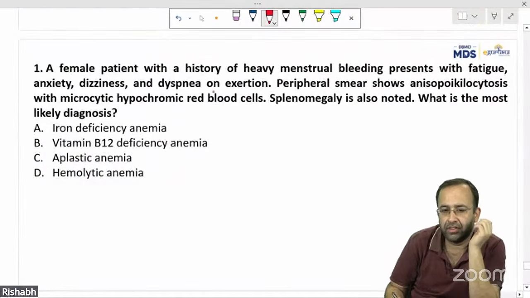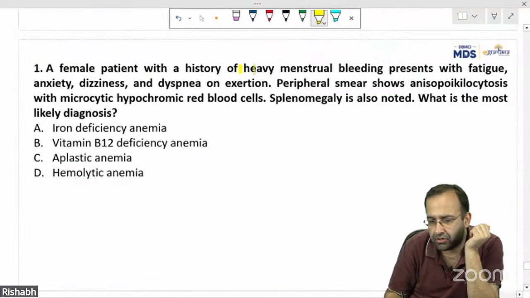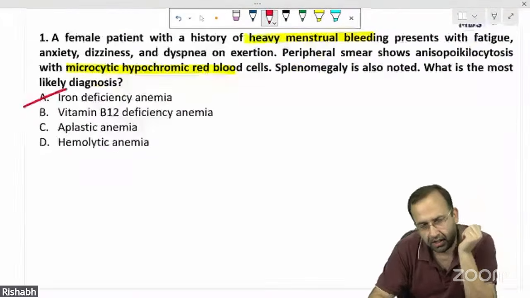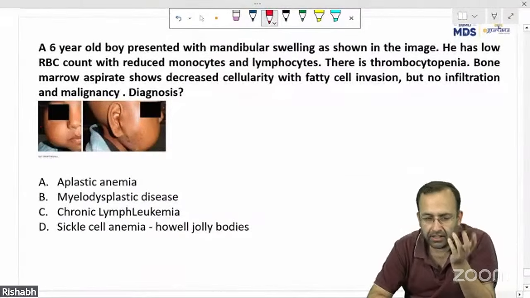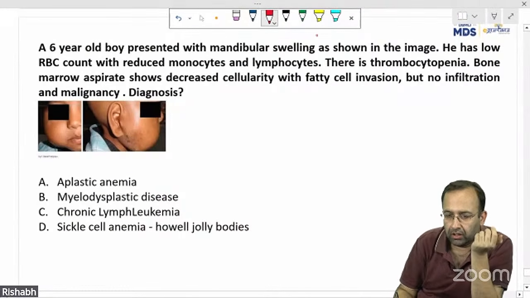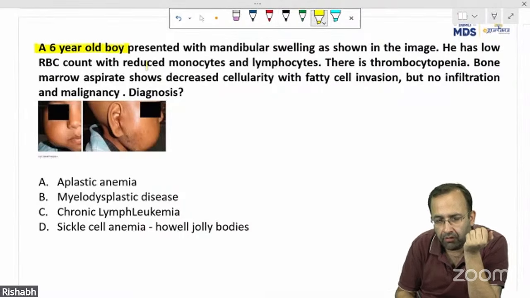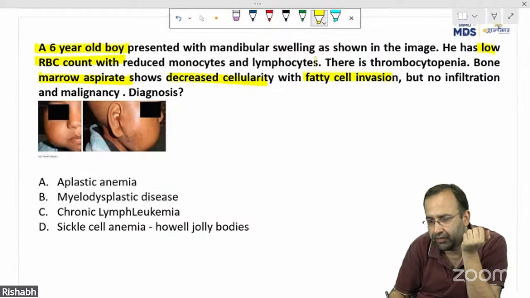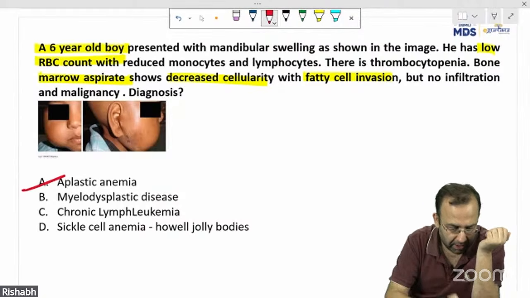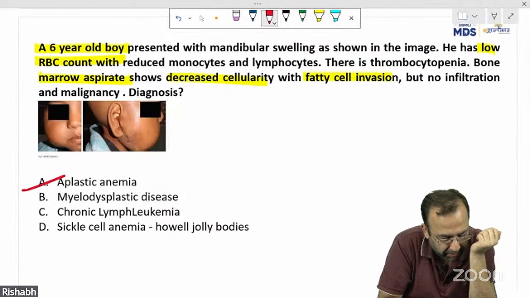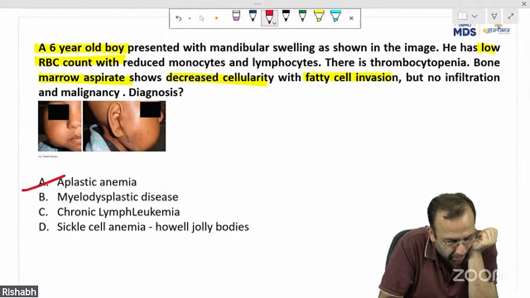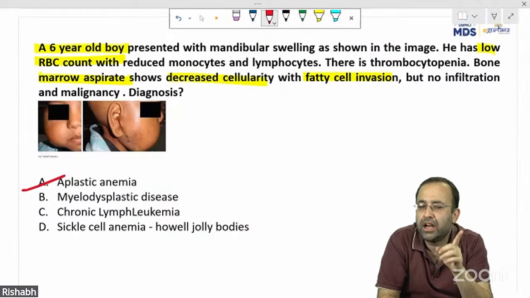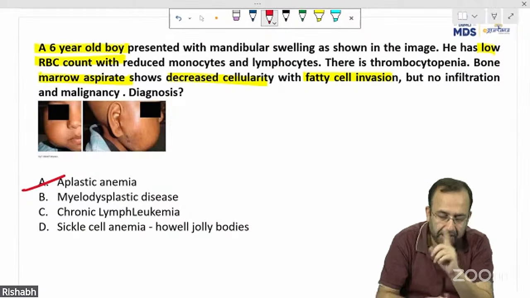PSGN. Next, female patient, heavy menstrual bleeding, microcytic hypochromic RBCs, iron deficiency anemia. I guess ये हम पहले भी देख चुके हैं. अच्छा, एक ये तुम्हारा फेवरेट क्वेश्चन था, that child with low RBC count, bone marrow aspirate has decreased cellularity, fatty cell invasion. This is a case of aplastic anemia. This was aplastic anemia. नहीं बच्चे, IgA nephropathy is seen in adults. Child है ना तो PSGN है.